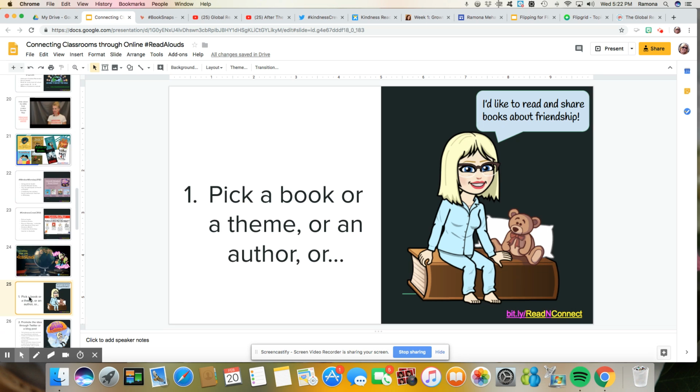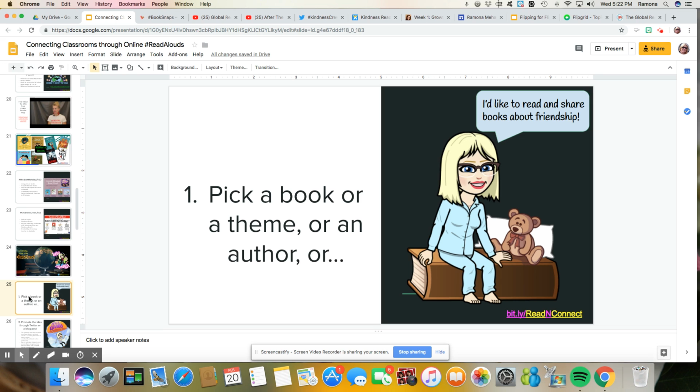The first step is you need to pick a book or a theme or an author or whatever it is you want. So maybe you're going to have a history read aloud. Maybe a geography read aloud. Maybe you want to read aloud a series of picture books by the same author or by the same illustrator. Maybe it's an art read aloud where you're talking about the pictures in the different books by the same illustrator. Maybe it's a series of books that talk about math.